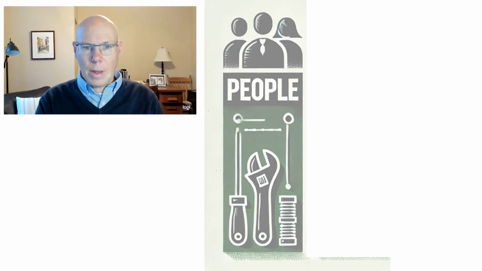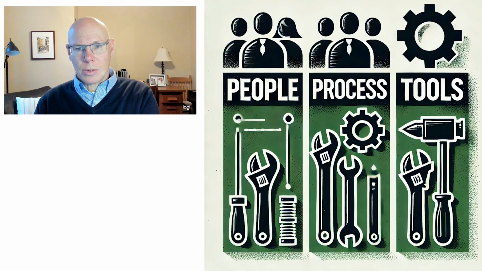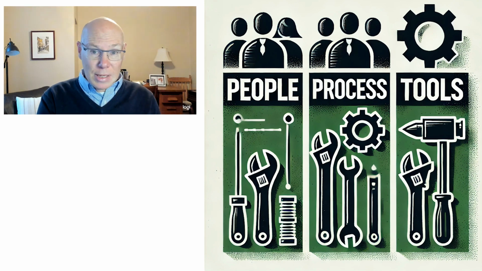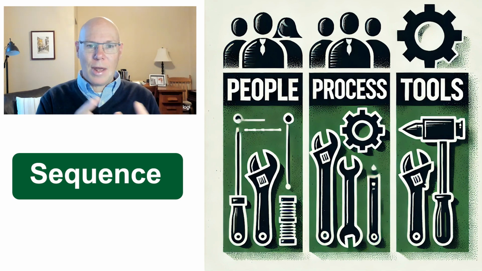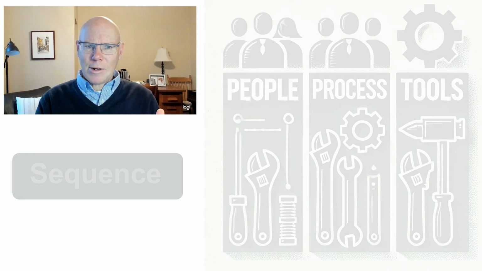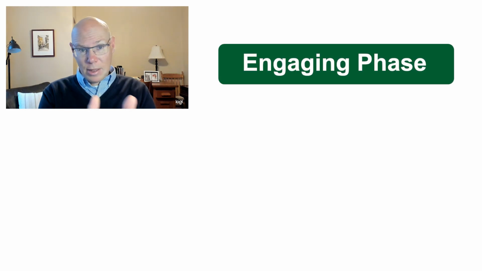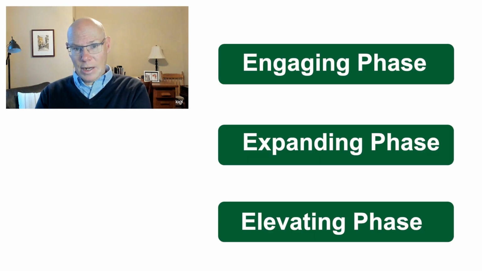When implementing S&OP projects, we found that there's three elements that must come together: people, process, and tools. Now, putting these elements together in the right sequence is critical to getting a new and effective S&OP process in place. And when considering how they should come together, it's really helpful to think of your S&OP implementation as going through three phases or levels of maturity. We call these the engaging phase, the expanding phase, and the elevating phase.